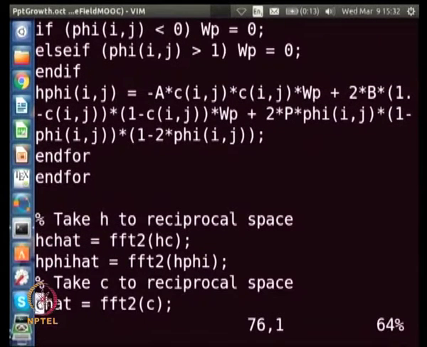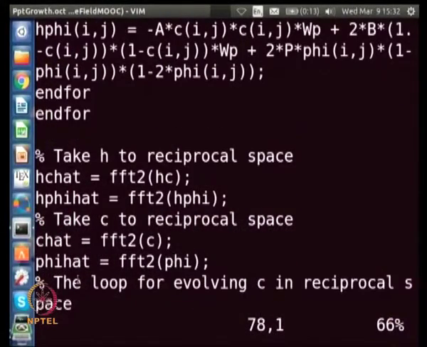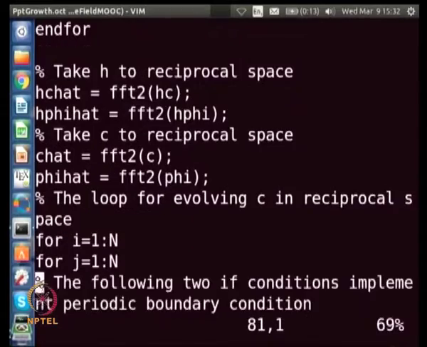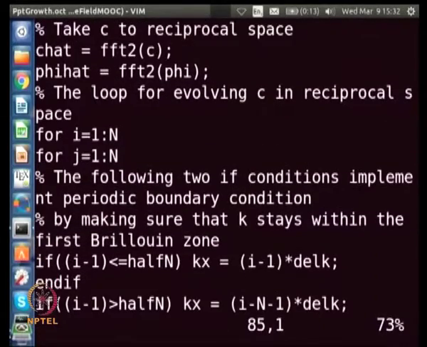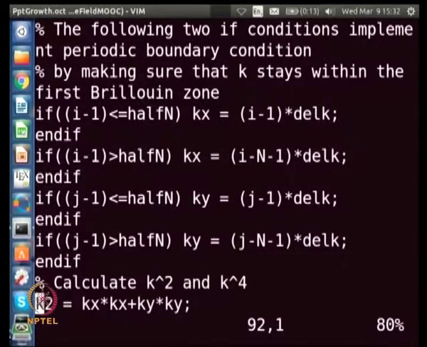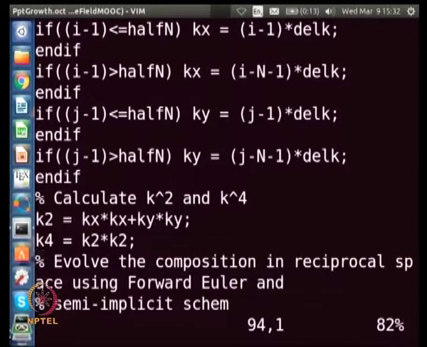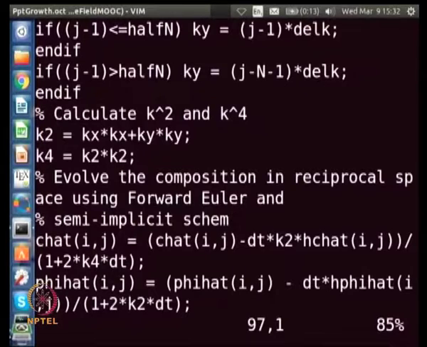Now I have h c, I have taken the Fourier transform of that. I have h phi, I have taken the Fourier transform of that. So h c hat and h phi hat are there, and then we take the Fourier transform of c and phi itself, and then we evolve. Evolving is by first taking the periodic boundary condition, calculating k squared and k power 4 using those vectors, and then we evolve c according to the Cahn-Hilliard equation, phi according to the Allen-Cahn equation. So that difference is seen. Here there is k squared, here there is no k squared, here in the denominator there is k power 4, here there is only k squared.